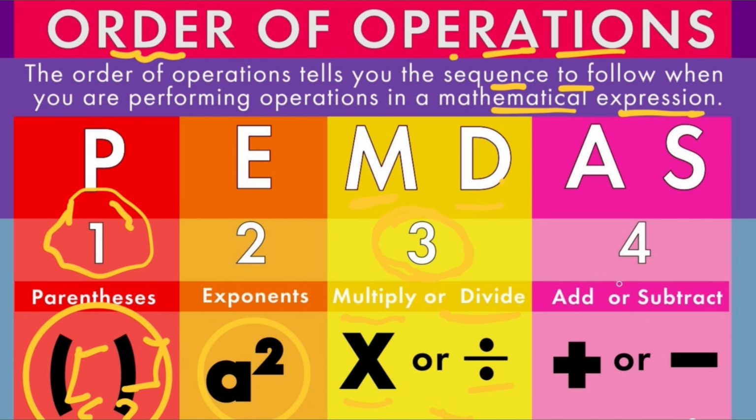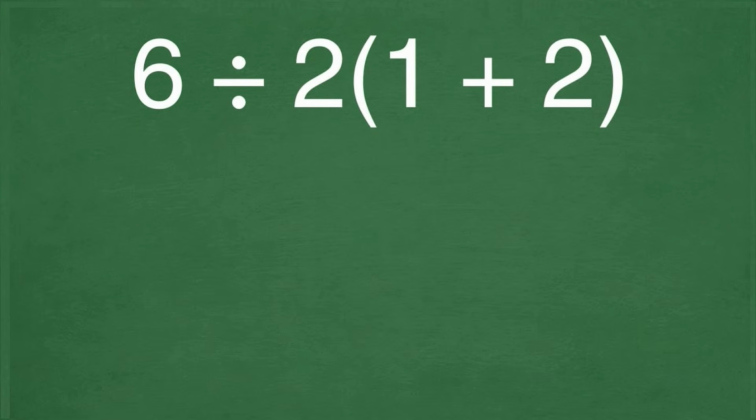And for addition and subtraction, we follow the same logic. They are the fourth priority, and we solve them according to whichever comes first. So that is it. And for a quick summary, we have to solve the parentheses first, then exponents, then multiplication and division, then addition and subtraction. So let's go back to our original problem. So pause the video right now and try to solve it yourself before I show you why one answer is correct and the other is not.